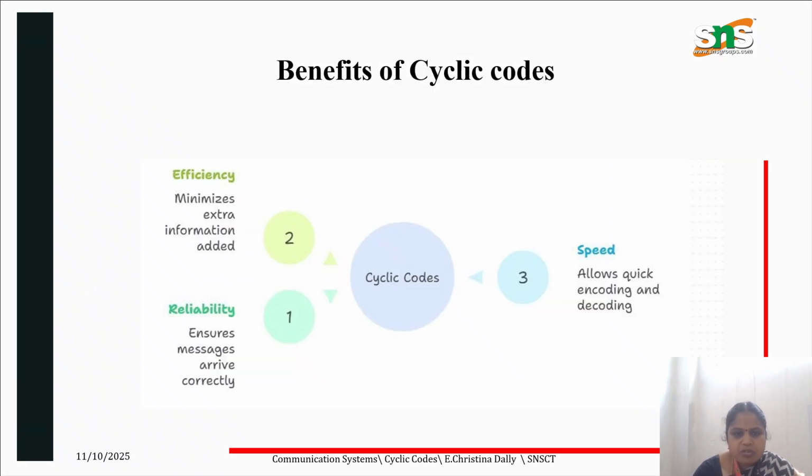What are the benefits of the cyclic codes? The first one is the efficiency. The information may be added and it will minimize the extra information. If it is reliability, automatically we know that the messages arrive correctly. It ensures the messages. The third one is the speed. It allows the encoding part as well as the decoding part. So these are all the benefits of the cyclic codes.